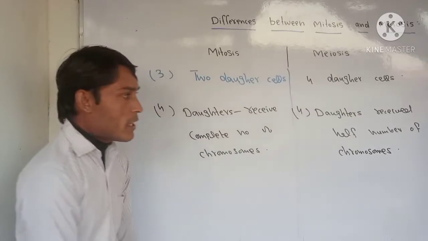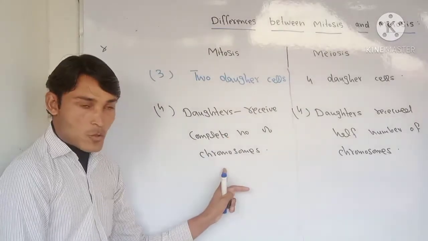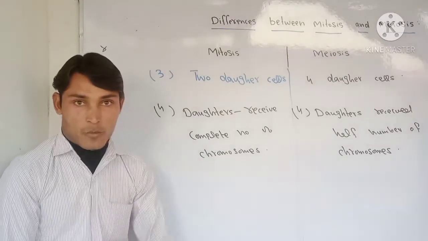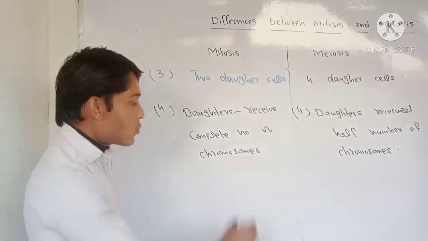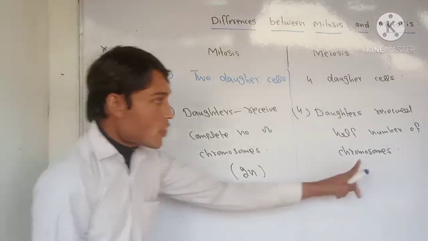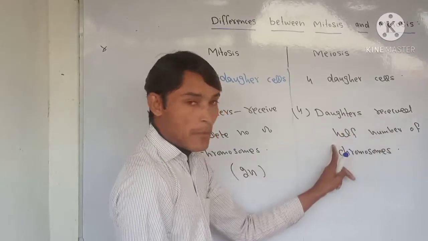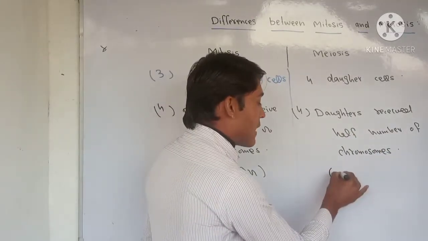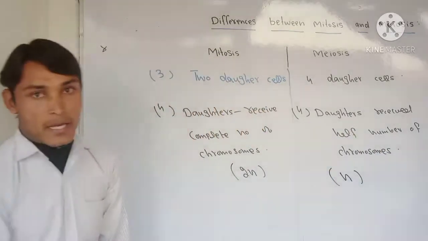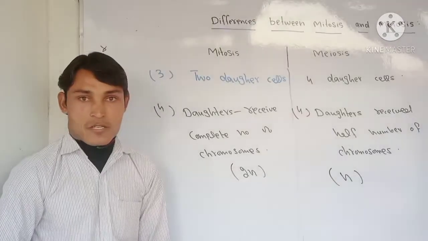Now let's talk about the difference between the complete number of chromosomes and the half number of chromosomes. As we know, we can show the full number of chromosomes as 2n, and if daughters receive half the number of chromosomes, we can represent it by n. Now how will we know what 2n means, and what n means?